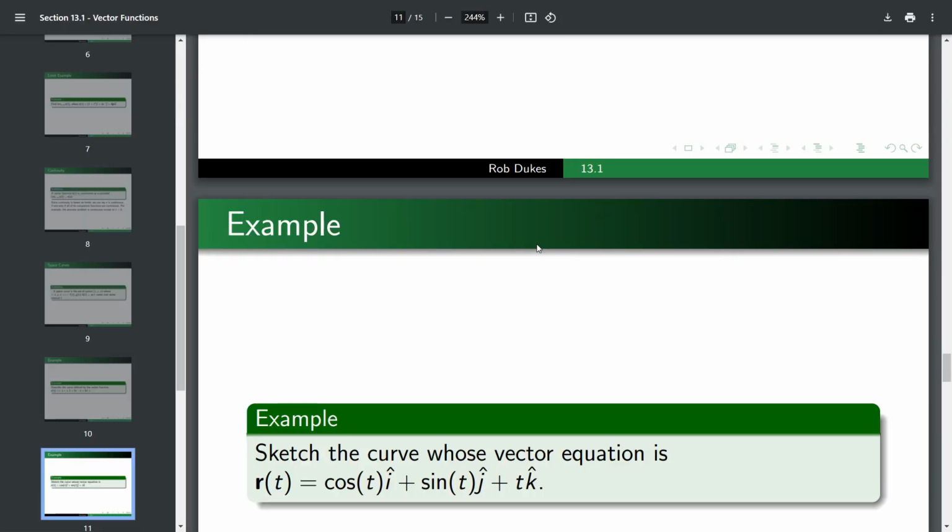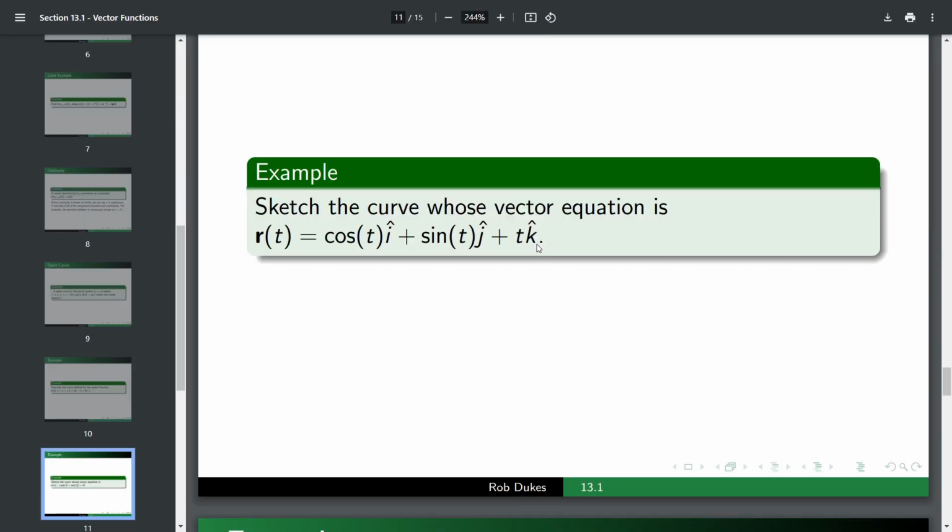Let's do another one. Sketch the curve whose vector equation is r = cos(t) i + sin(t) j + t k. This one comes up a lot. You'll be wise to remember this example because it shows up in a lot of problems.